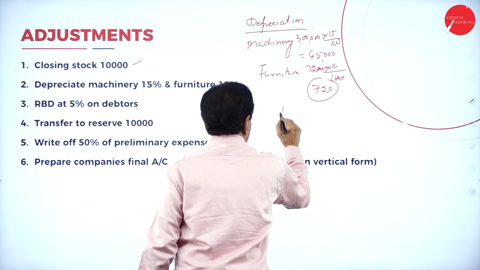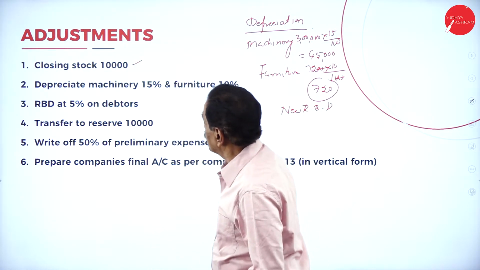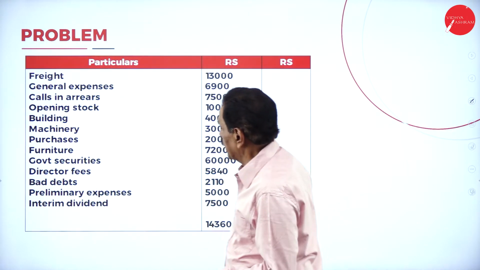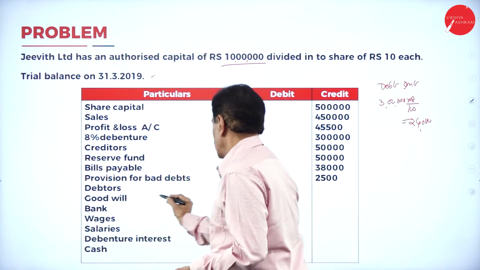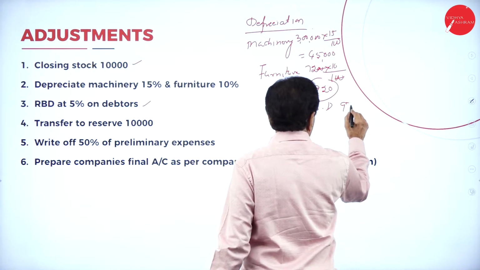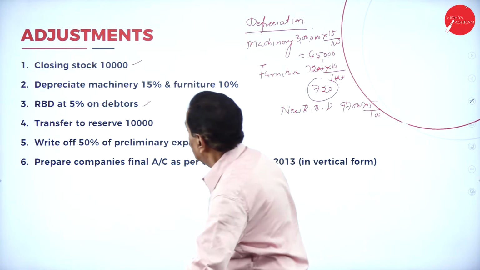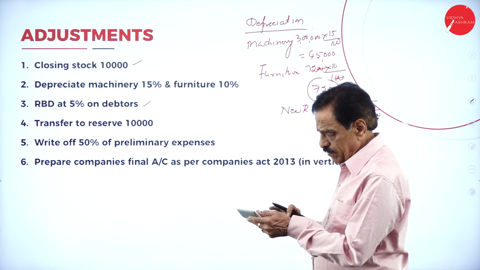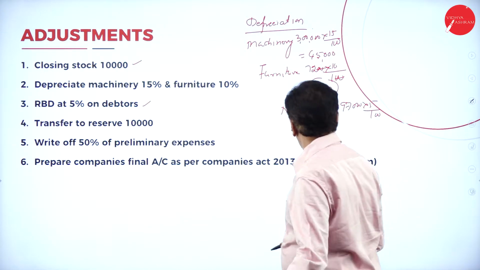Then new RBD, how much percentage? 5% on debtor. What's your closing debtor? Debtor says 97,000. On that the percentage is 5%. 97,000 into 5 divided by 100, 4,850.